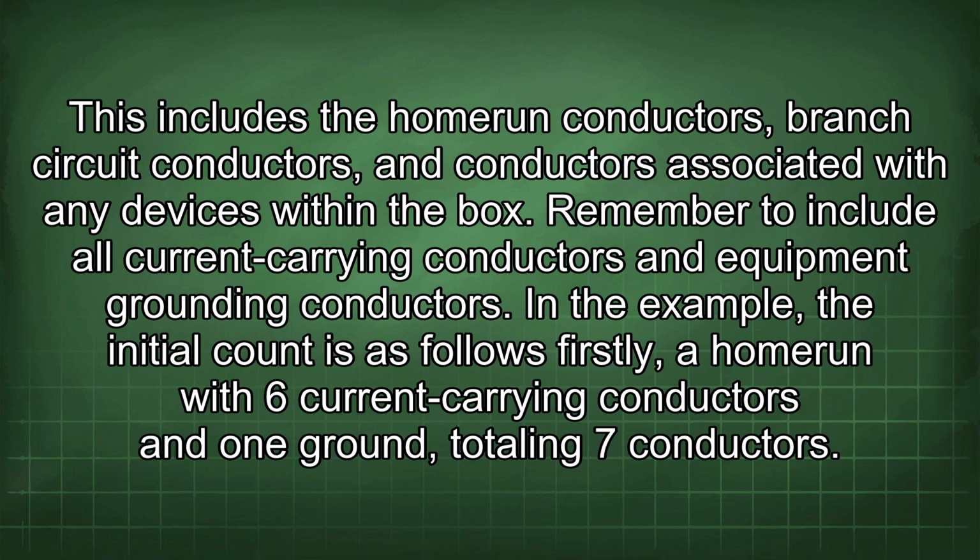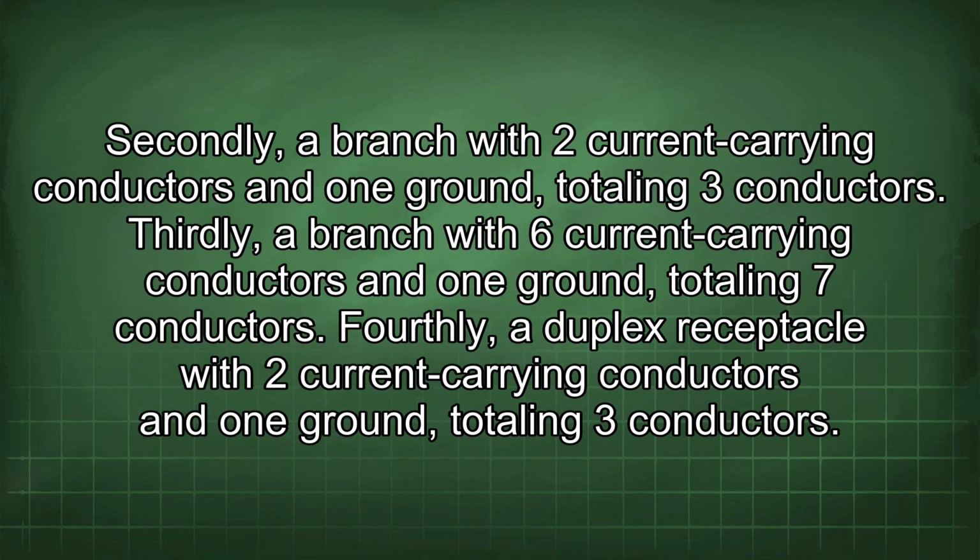In the example, the initial count is as follows. Firstly, a home run with 6 current carrying conductors and 1 ground, totaling 7 conductors. Secondly, a branch with 2 current carrying conductors and 1 ground, totaling 3 conductors. Thirdly, a branch with 6 current carrying conductors and 1 ground, totaling 7 conductors.